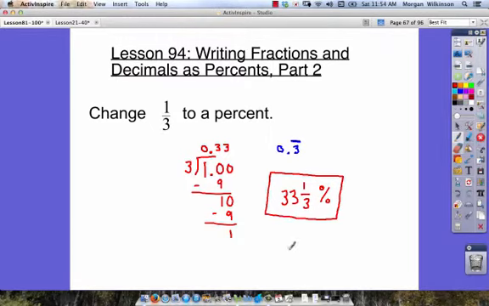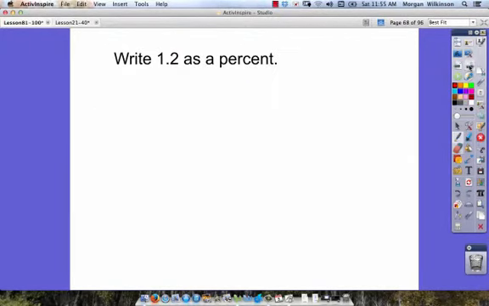An alternative way that we could report our answer would be to say 33.3 repeating percent. Both of these answers are correct. Both of them will get you full credit. The key to this problem was remember that it's 1 divided by 3 when we go through our division. Let's look at our next problem.